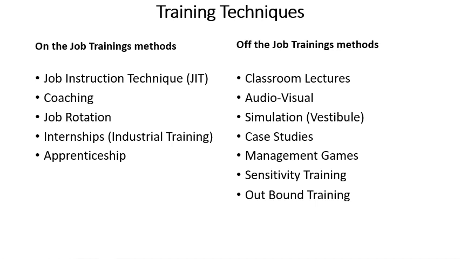As we have seen in job instruction technique, people are getting trained on the original machines, but sometimes it's not possible to use the original machines because the machines can be risky, there can be chances of accidents. So for training purposes we can use models and prototypes which will exactly look like the machine. So first we will train the people on that machine and then we will shift them to the original machine. So that is called vestibule training, where we will use models or prototypes of the original machine for the training purpose.